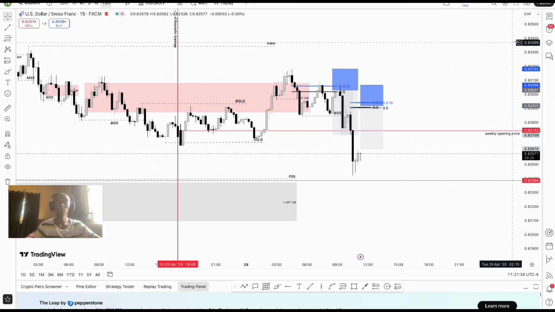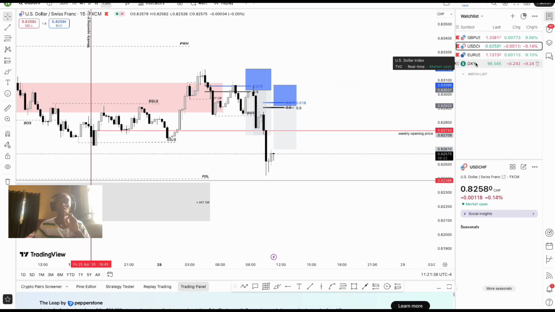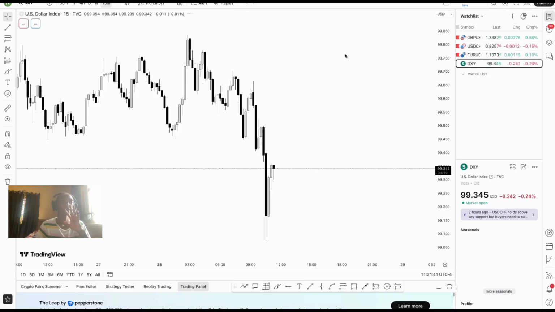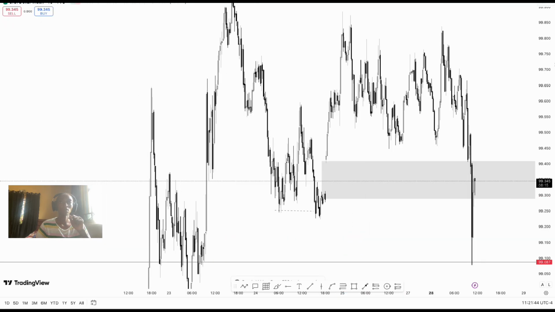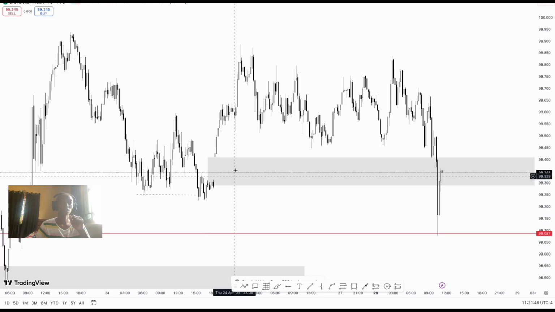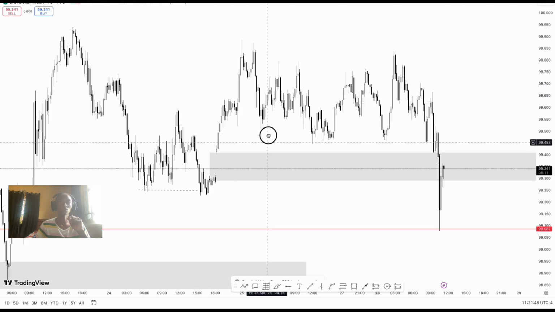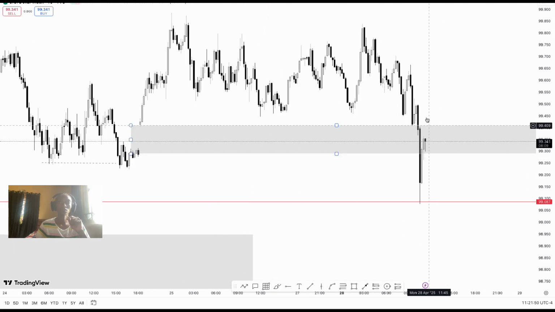And correlating this, why I was also looking for a sell in USDCHF is that there was this gap in DXY that I was looking for price to take. Okay, you see the gap. As you can see, price smashed through this gap. This was the gap I was looking for price to come refill. As you can see, price is already retesting it at this point.